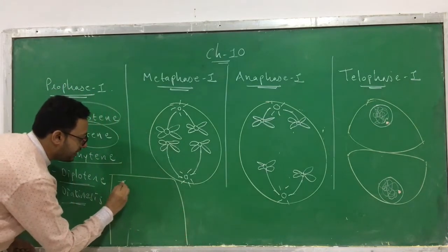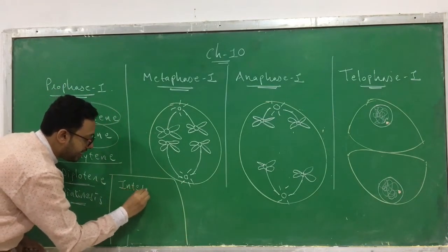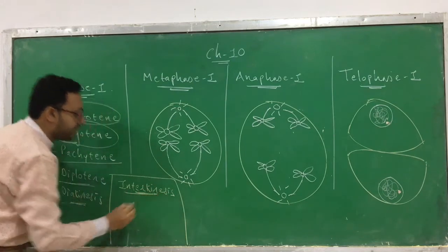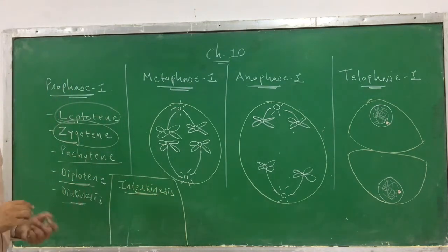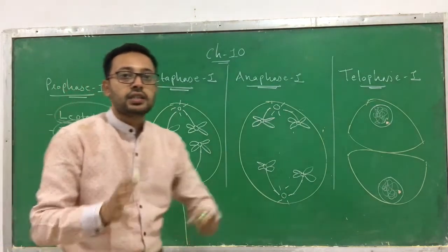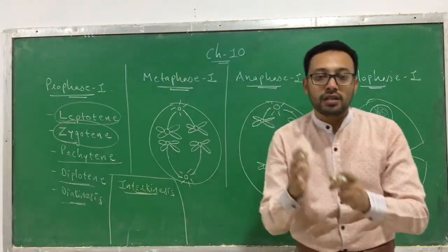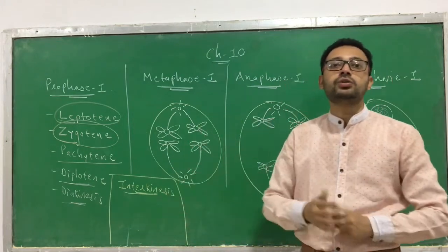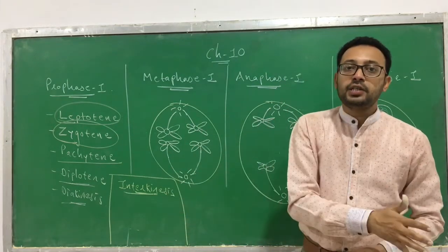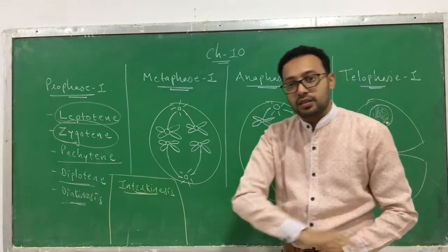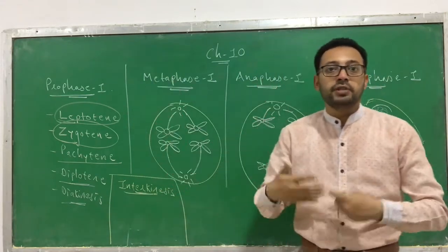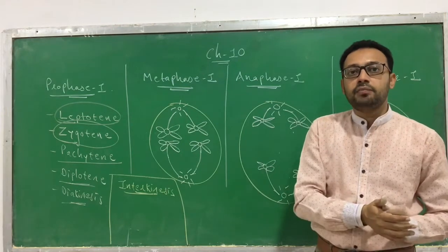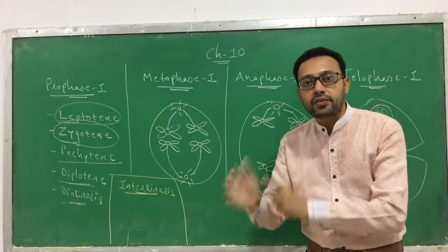The cell undergoes interkinesis. Interkinesis means a cell undergoes a rest between meiosis 1 and meiosis 2. After completion of meiosis 1, meiosis 2 does not start immediately. Okay, clear? After completion of meiosis 1, the cell goes into a rest.